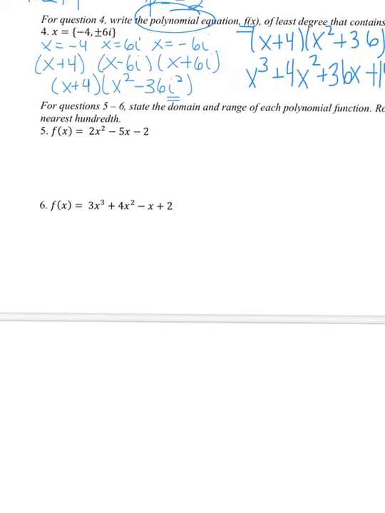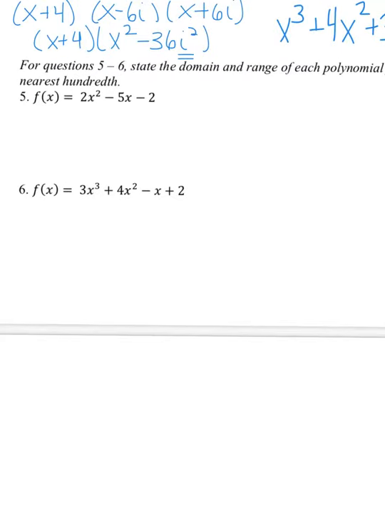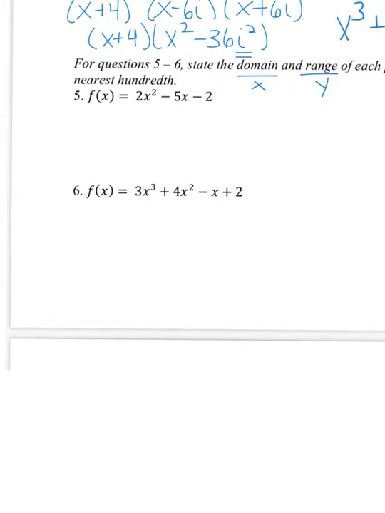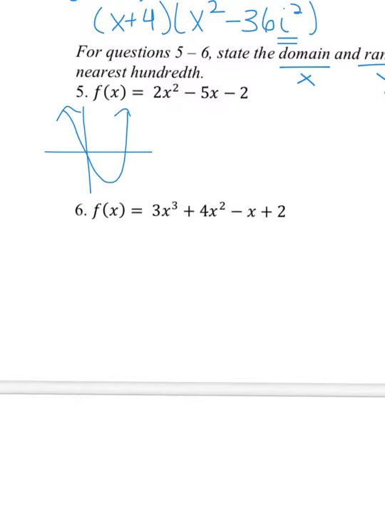Number 5, state the domain and range of each function. The domain, this is your x values. Range, this is your y values. So I'm going to take a second now, plug this into my calculator, and I'm just going to draw a quick sketch of what this looks like on the screen. Okay, so number 5, if I type that in, this looks like this.